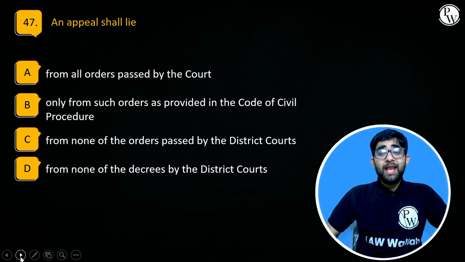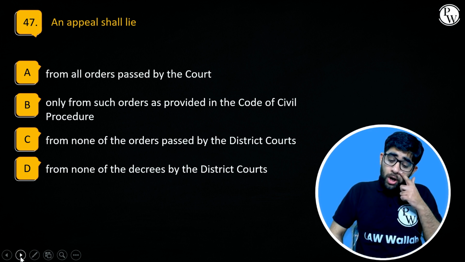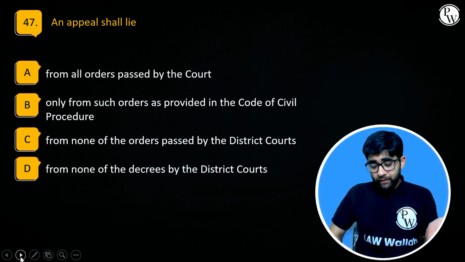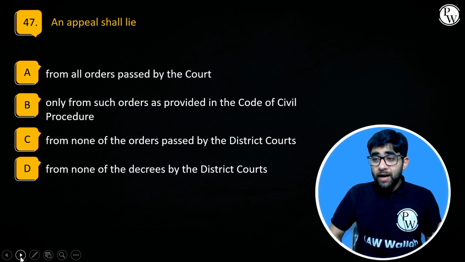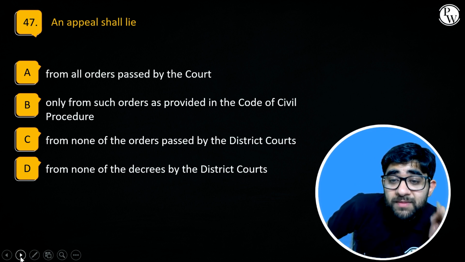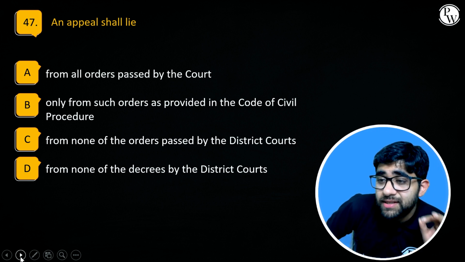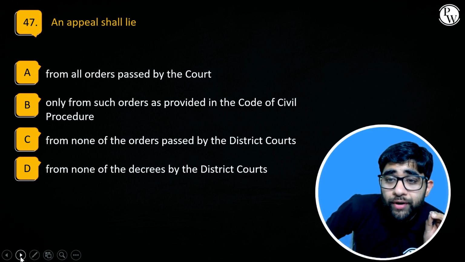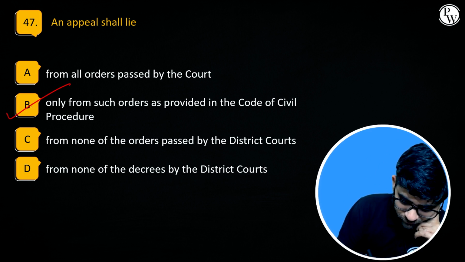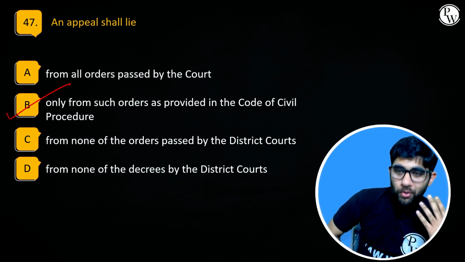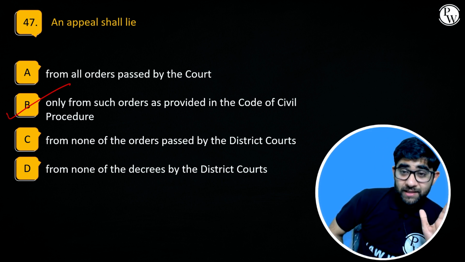Next, an appeal shall lie from all orders passed by the court, only from such orders provided in the Code of Civil Procedure, from none of the orders passed by the district court, or from none of the decrees passed by the district court. The answer is option B, only from such orders as provided in the Code of Civil Procedure. Because if the orders are not provided in the Code, then they will not amount to orders. It is a self-explanatory answer.